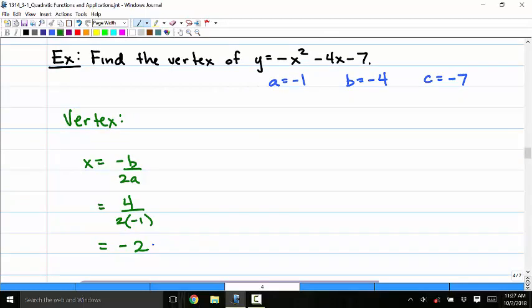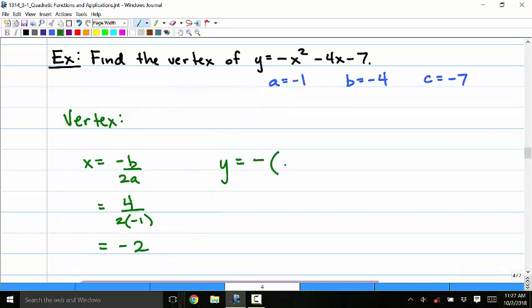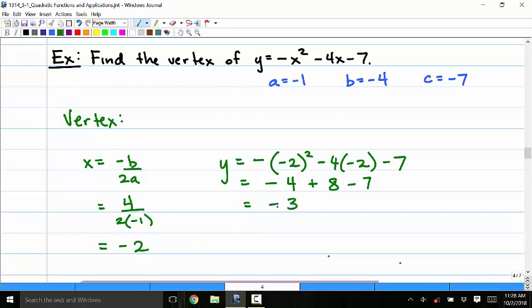To get the y value, I need to plug that value I just found into my equation, my function. I get negative 2 squared minus 4 times negative 2 minus 7. Negative 2 squared is 4, so I have negative 4 plus 8 minus 7. Negative 4 plus 8 is 4. 4 minus 7 is negative 3. What is my vertex? Negative 2, negative 3.